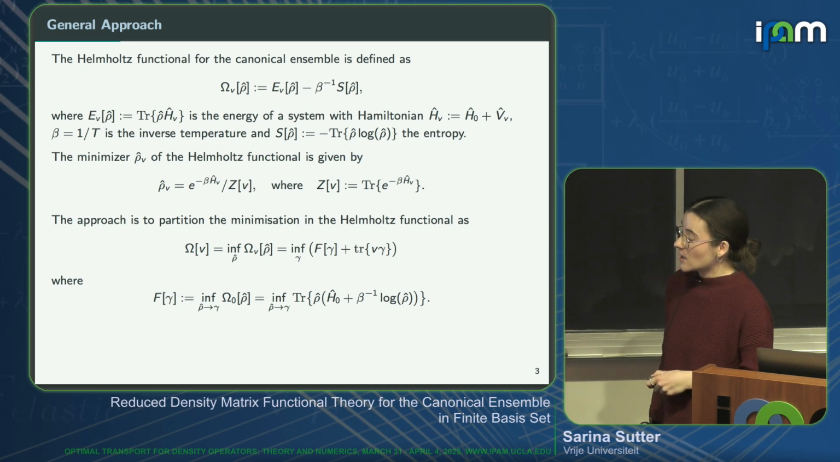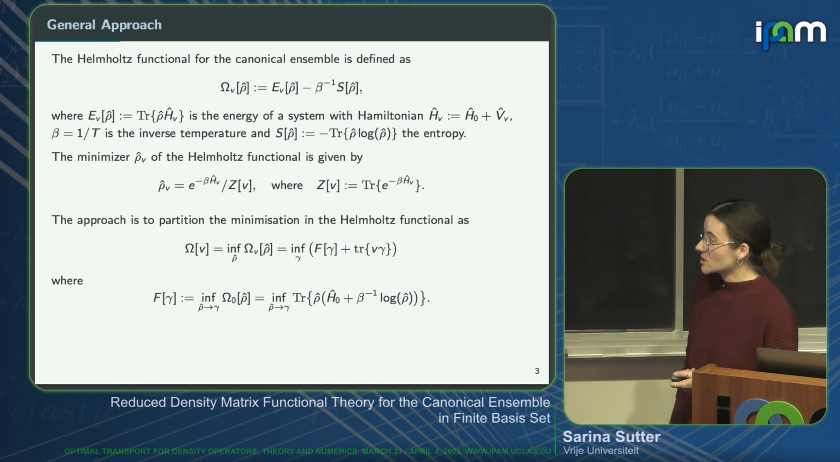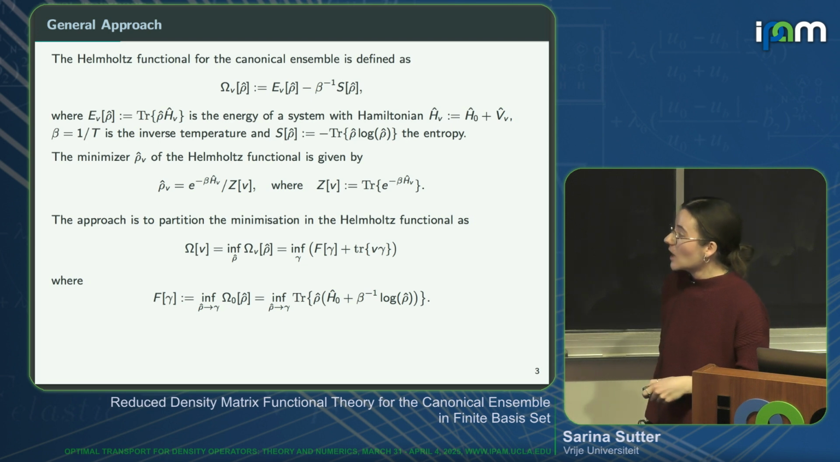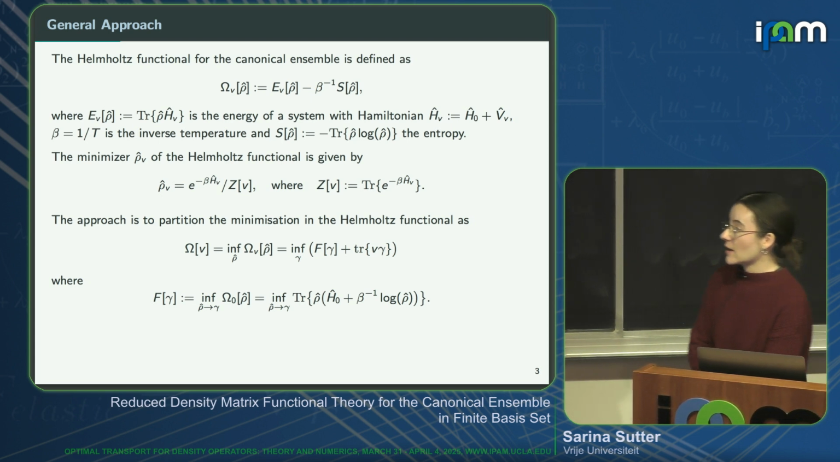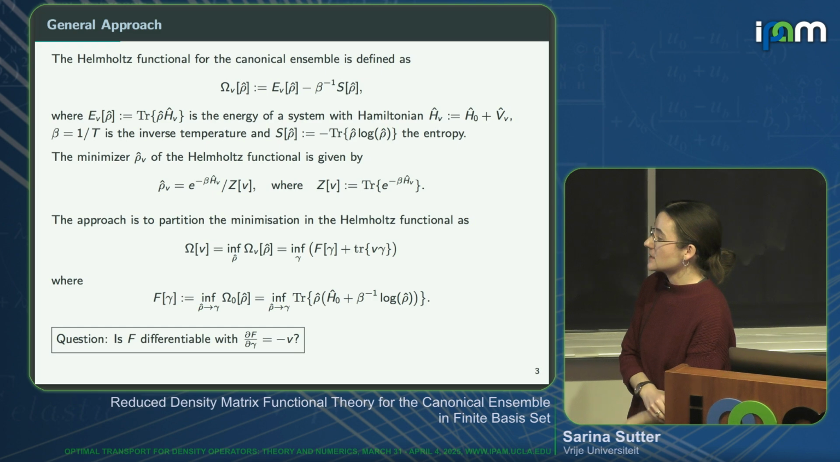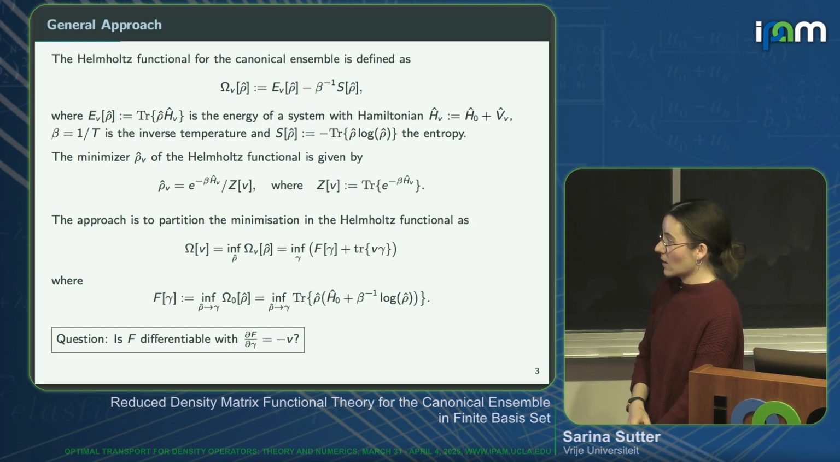This functional is called the universal functional because it only contains this H0 Hamiltonian, which is kept fixed, and the entropic term, which is also fixed. So that's why we call it the universal functional. And so now the question is: is this functional differentiable?